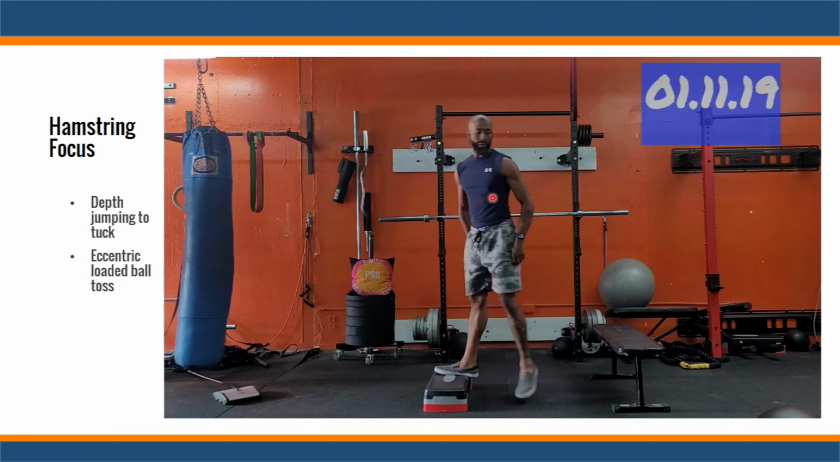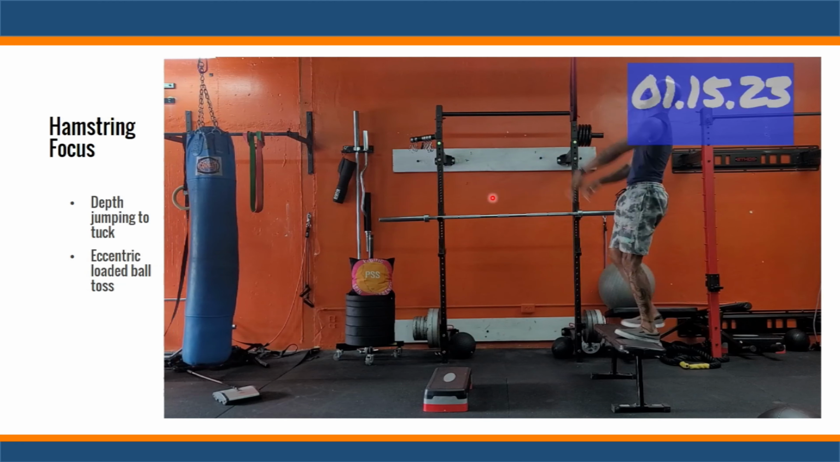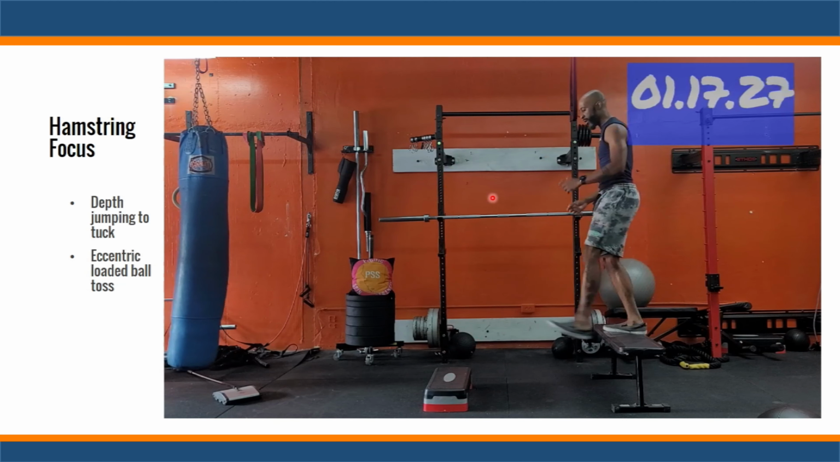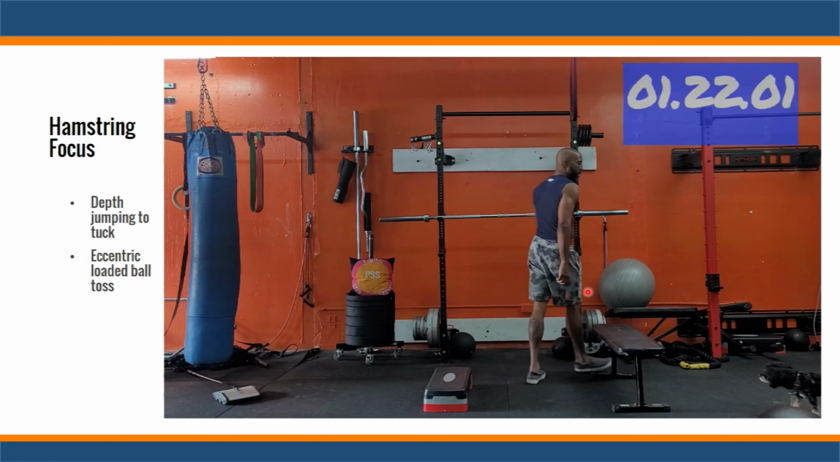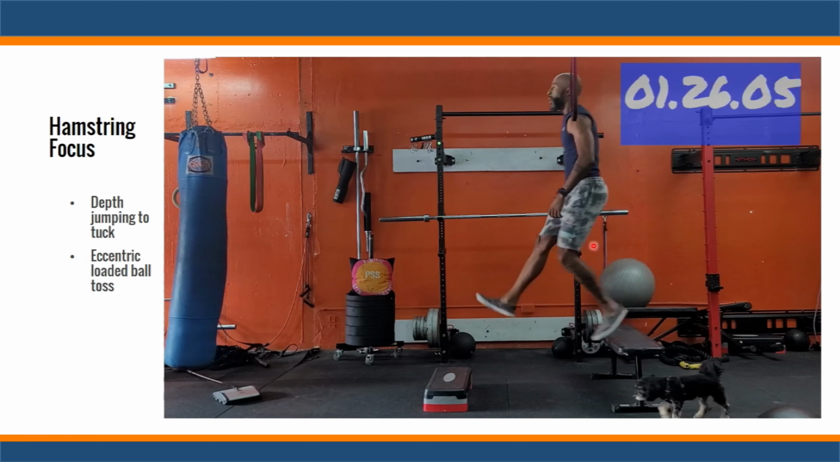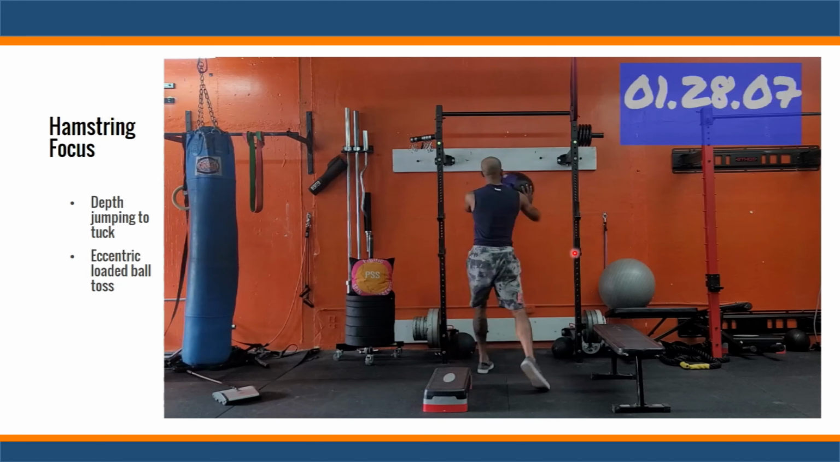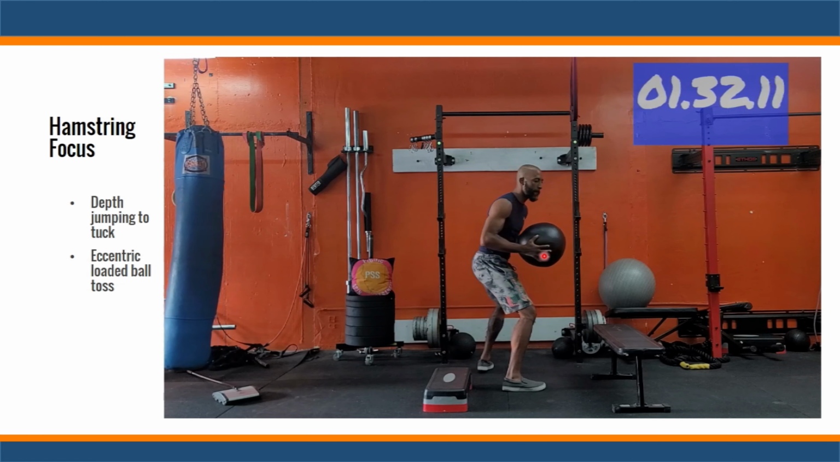Whatever you do choose, we are going to go ahead and do an eccentric ball toss after this. Notice how bent and balled up those hamstrings get at the bottom of our jump. And then we're going to go right into our eccentric ball toss.